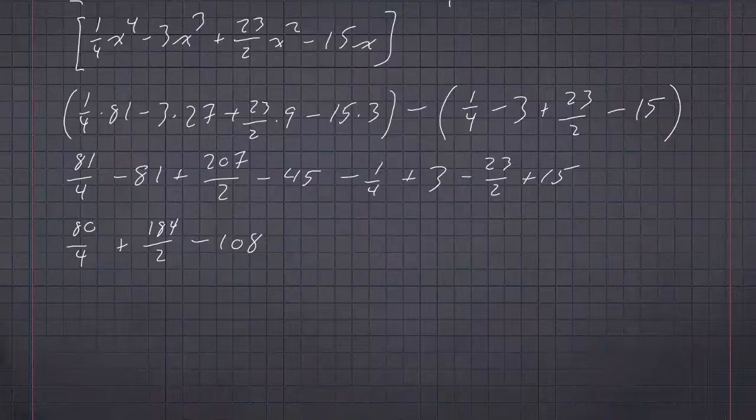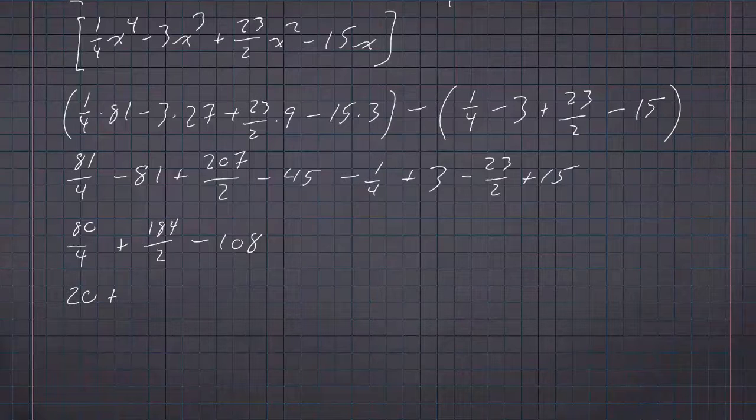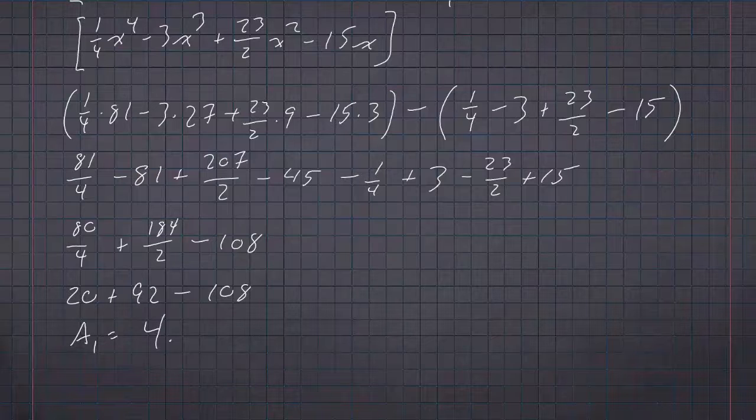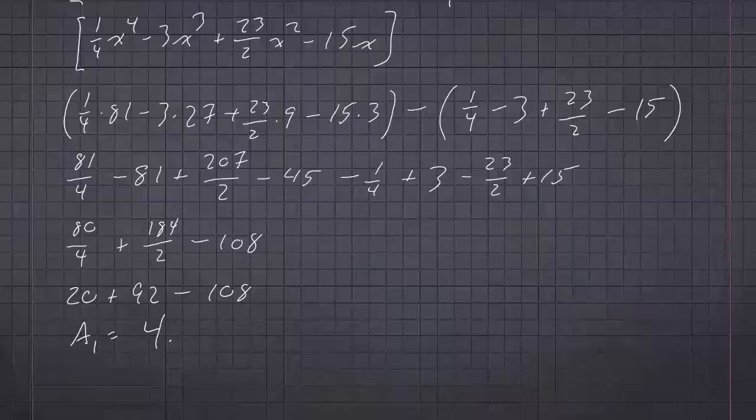So we've got 80 divided by 4, which is 20. 184 divided by 2, which is 92. 20 plus 92 is 112. 112 minus 108 is 4. Then we look for the second area. Remember, this is the area just of the first part, worked out to a whole number, which is a little bit surprising, but we will take it.